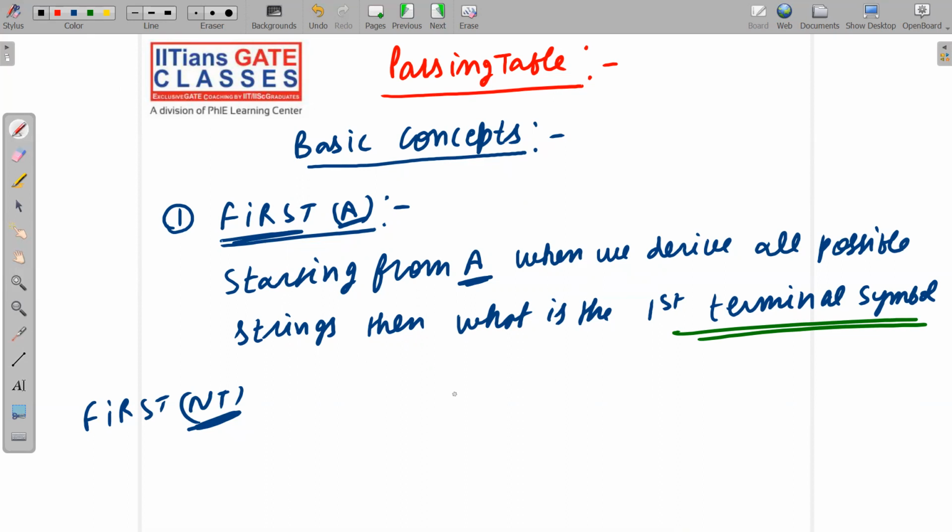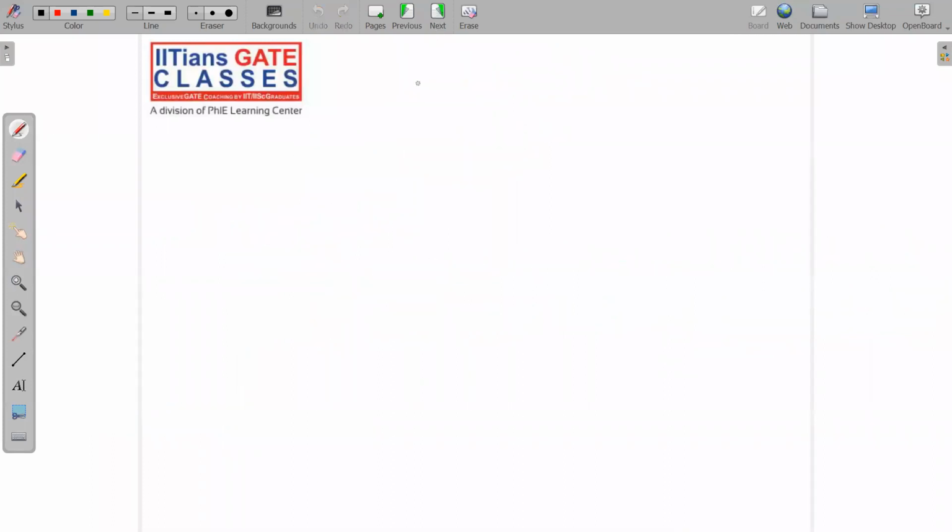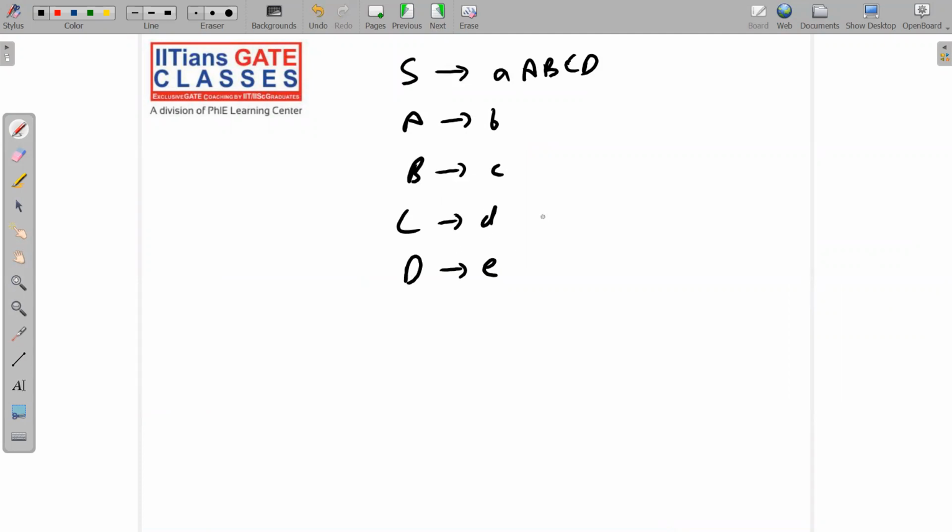Let me give you a small hint. Please note it down carefully and I will jump to the next slide now. See, for example, if we take a grammar as S implies ABCD, A goes to b, B goes to C, C goes to D, and D goes to E. This is the grammar, and these are the production rules. And we want to find first.